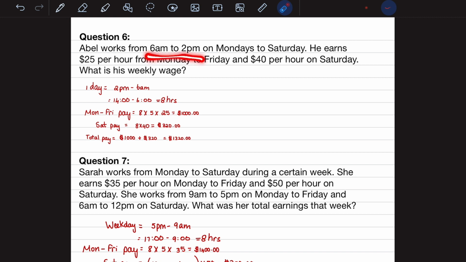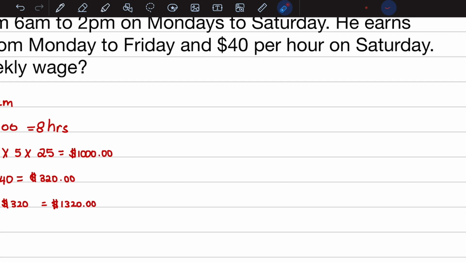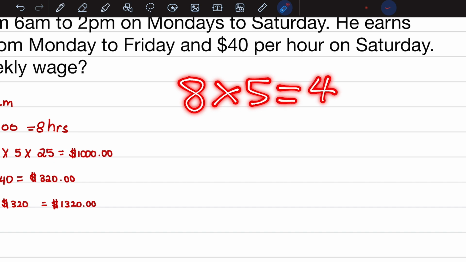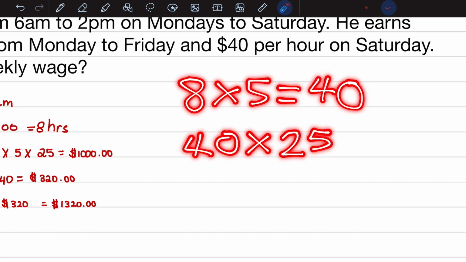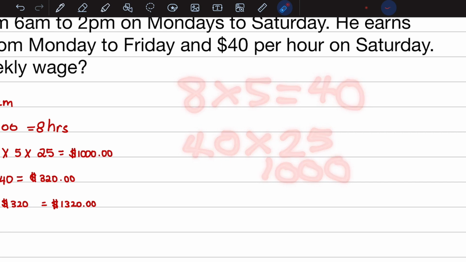So 6 a.m. to 2 p.m., we encountered that before. If we count that, we'll realize that that is 8 hours. He earns $25 per hour Monday to Friday. That's 8 hours, 5 days, so that's 40 hours. And 40 hours, we're working at $25 per hour. So 40 times 25. 4 times 25 is 100. So we add a 0 to the end, so that's 1,000.